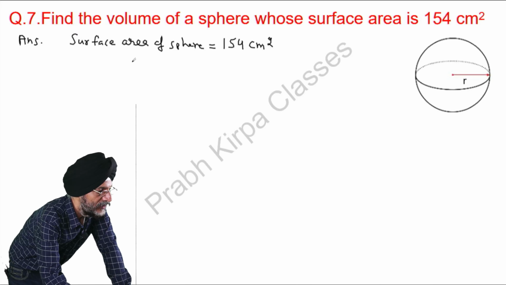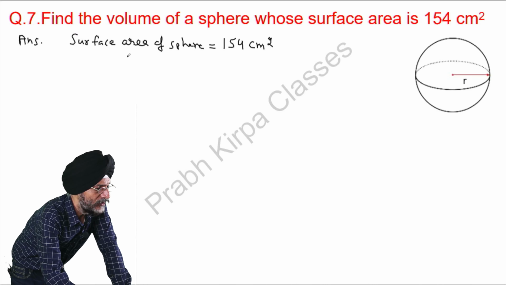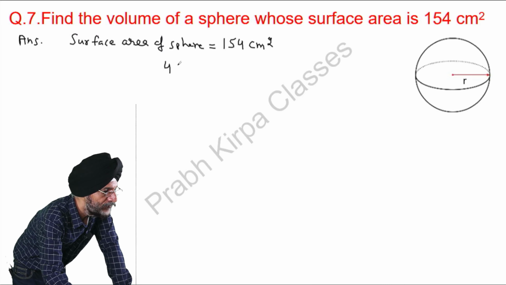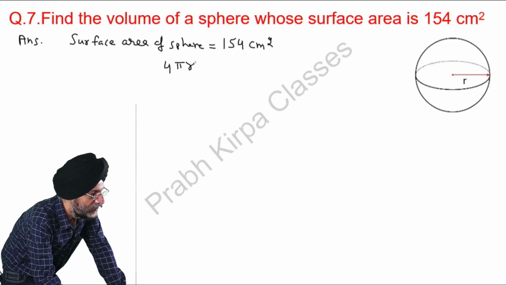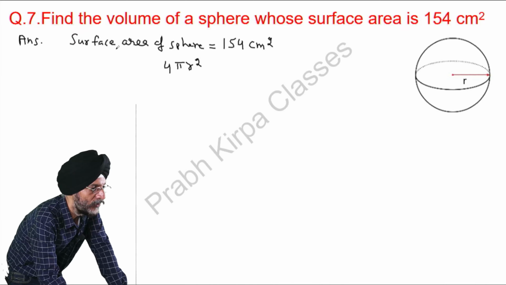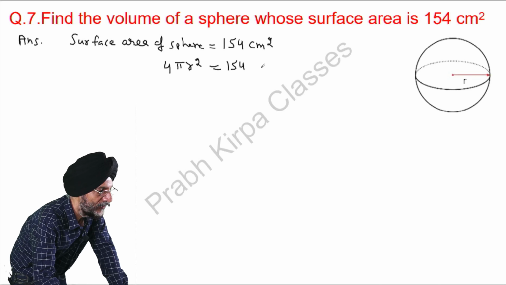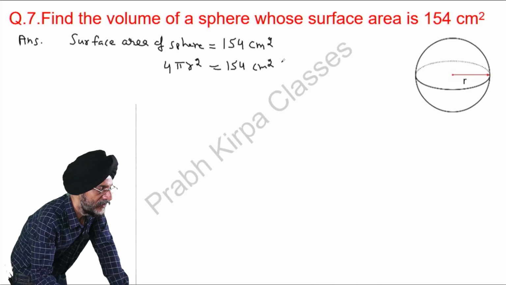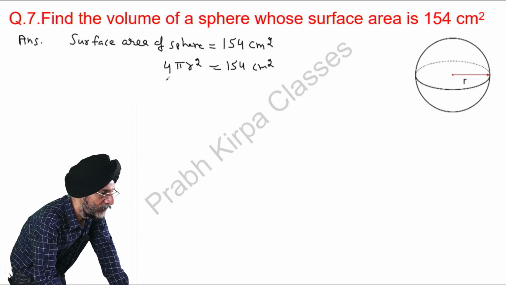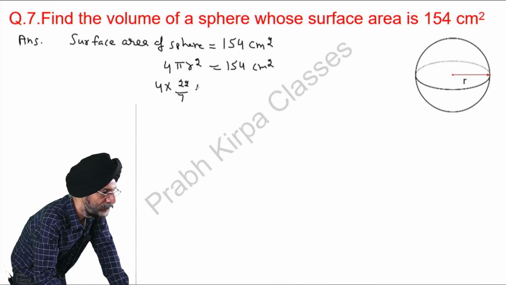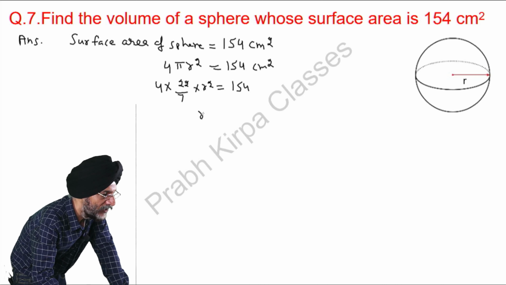We also know that the formula for calculation of surface area is 4 pi r square. This is the formula for calculation of surface area of sphere. It is equal to 154 square centimeter. So now we will put in the relevant values. Pi is a mathematical constant. It stands for 22/7. r square, r is the radius. The radius is not known to us. So now what is r square?